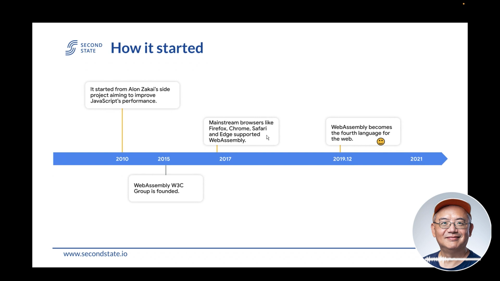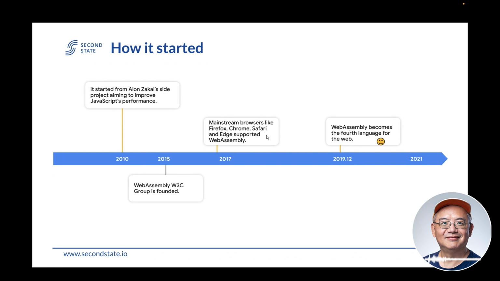So WebAssembly actually started in 2010, when Alan Zakai, who's at Google now, but at the time I think he was at Mozilla, started experimenting with high performance JavaScript. And then fast forward to 2019, right before the pandemic, WebAssembly becomes the fourth language for the web, meaning it's the fourth officially recognized standard in W3C. So W3C recognizes HTML, CSS, JavaScript, and WebAssembly, right? So it has gone through the whole process of providing a secure and high performance sandbox for the browser.